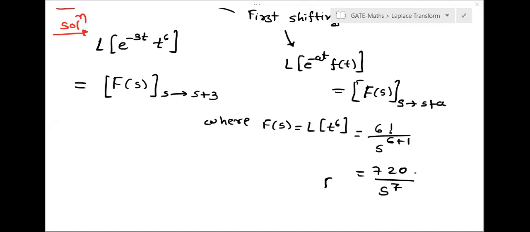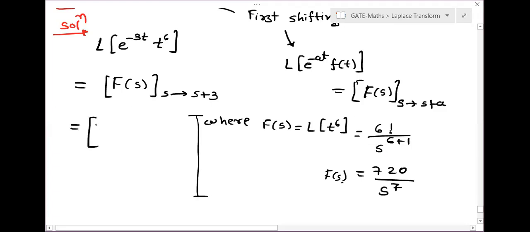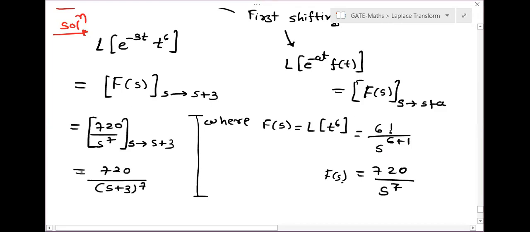Now, where were we? So yes, it is 720 divided by s to the power 7. This is your f of s. If you put this value of f of s here, it will give you 720 by s to the power 7, and I am going to replace this s with s plus 3. So my final answer is 720 divided by s plus 3 whole to the power 7. Right, this is my final answer. Is it clear? Please give me some response.